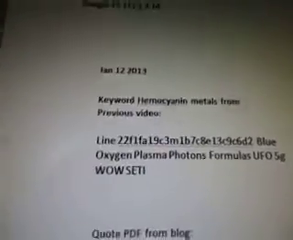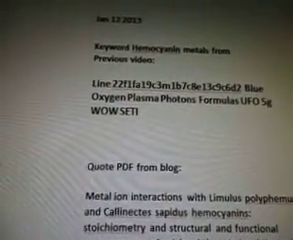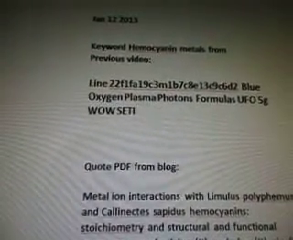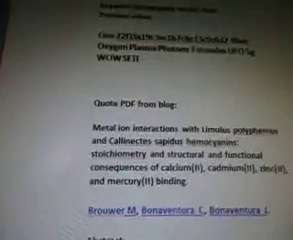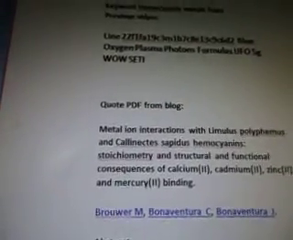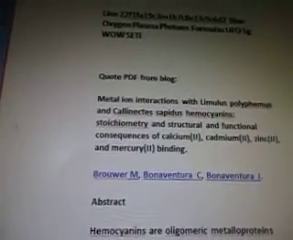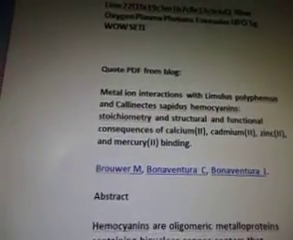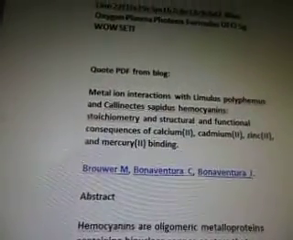Okay. January 12th, the keyword hemocyanin, metals from the previous video. Today is the 14th. Line 22f1fa19c3m1b7c8e13c9c6d2 is blue oxygen plasma photons formulas UFO 5G Wow Seti that has some really unique formula ideas in it. So take a look at it. Quote PDF from the blog. The metal ion interaction. Actually, it's got about 6 or 7 formulas if you want to know the truth. Quote PDF from the blog.